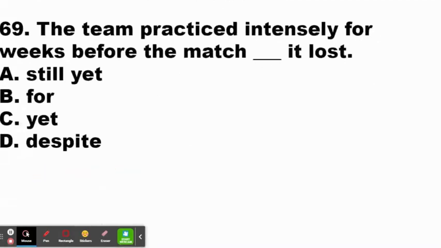69. The team practiced intensely for weeks before the match dash it lost. A, still yet. B, for. C, yet. D, despite. Now the correct option is C, yet. The team practiced intensely for weeks before the match, yet it lost. Now, if you choose option A, you are using tautology. Tautology is an unnecessary repetition. Still and yet are similar in meaning, so you can't put them together. The correct option is C, yet.